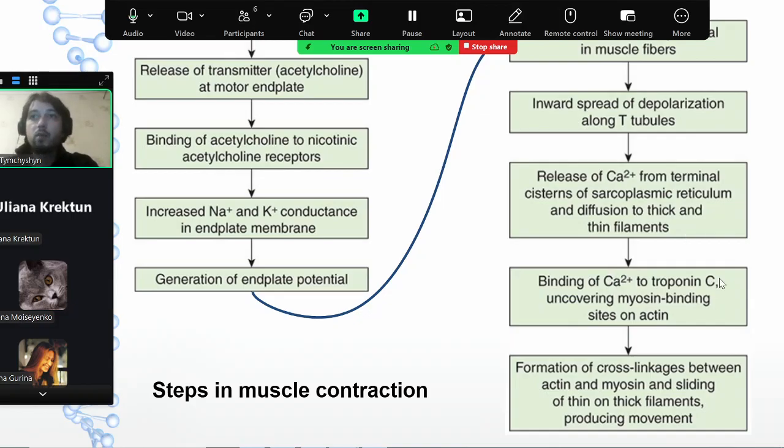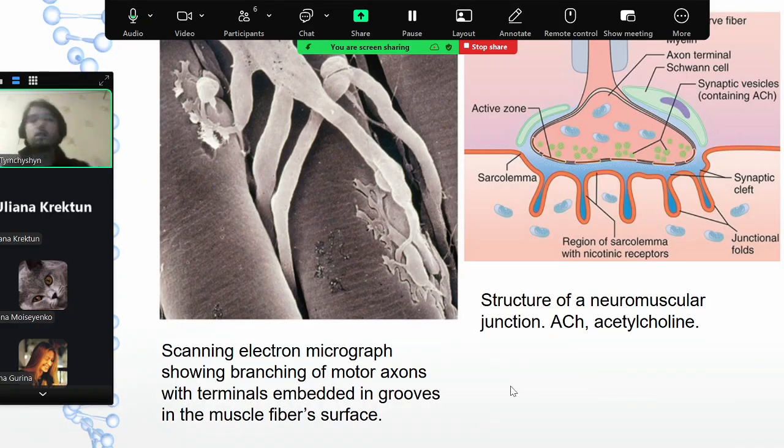Then it binds to troponin C and uncovers myosin binding sites on actin. I will show you that as well. And then everything starts working. The cross linkages between actin and myosin are forming. They start this sort of sliding, and I will show you that in detail in just a moment.